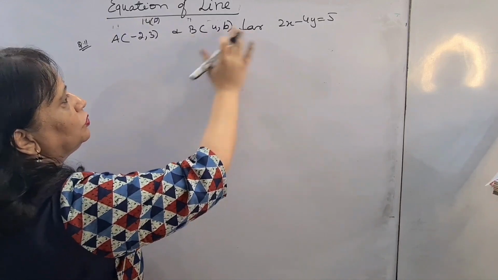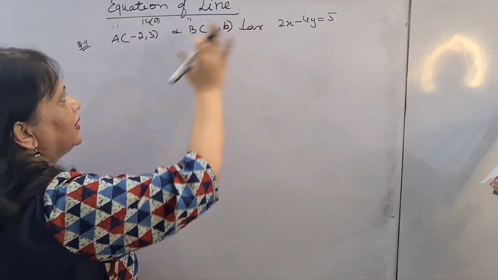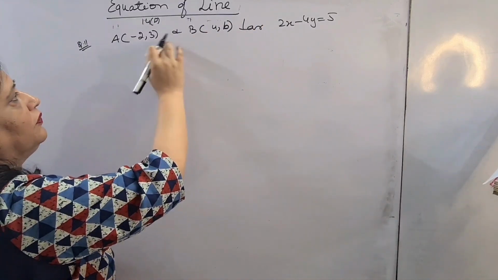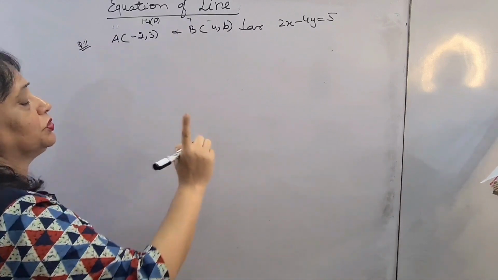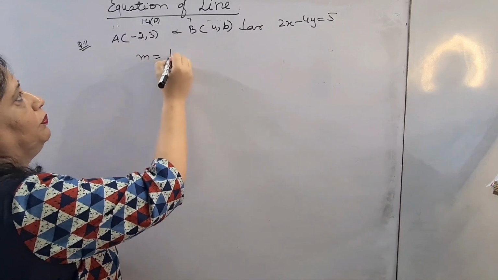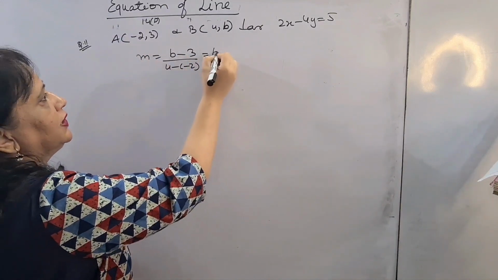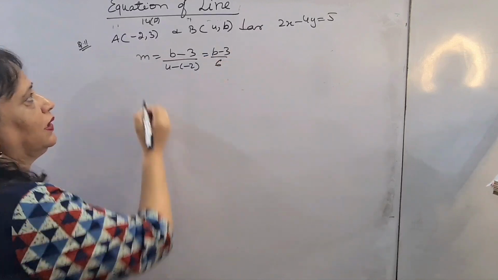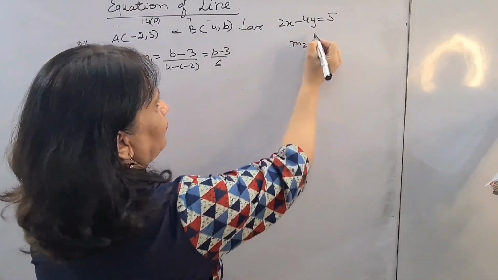Since these two lines are perpendicular to each other, that means the slopes are perpendicular to each other. That means the slope of AB, by using the 2-point form, m is equal to (b minus 3) upon (4 minus minus 2), and this is (b minus 3) upon 6. This is m1. And m2 will be found in the slope intercept form.